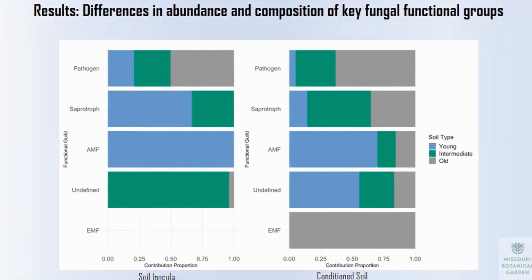And when we look at EMF, ectomycorrhizal fungi, there's no contribution to Bray-Curtis dissimilarity. That doesn't necessarily mean that they're not existent. It just means they're not driving the patterns very strongly. But what we see here is when plants are placed in old soil, they're able to cultivate EMF enough that it's actually driving differences in those communities, which is really fascinating.